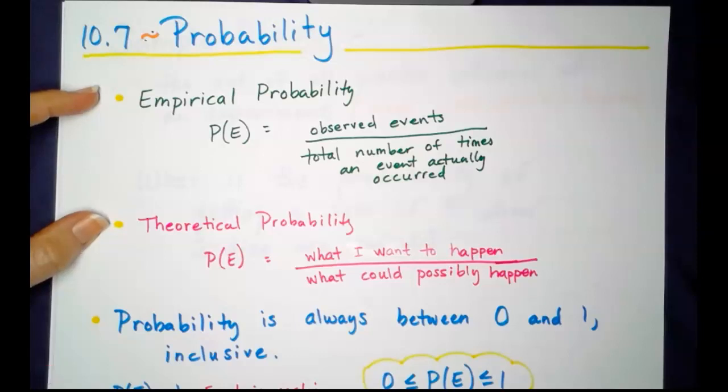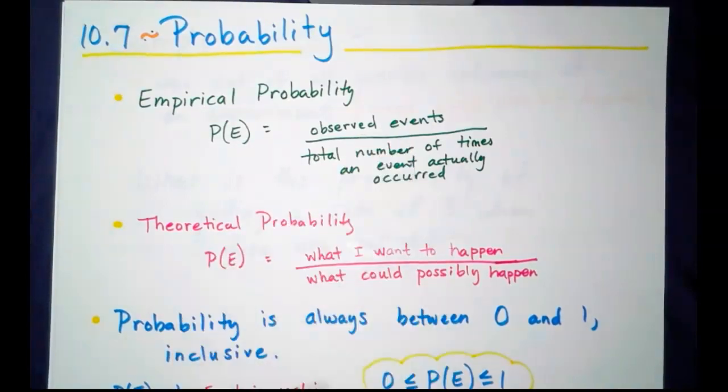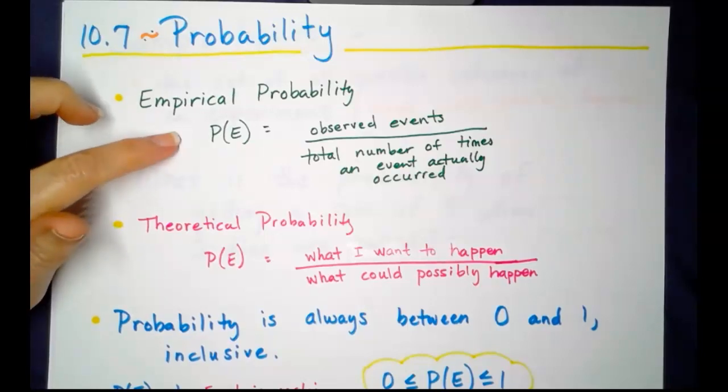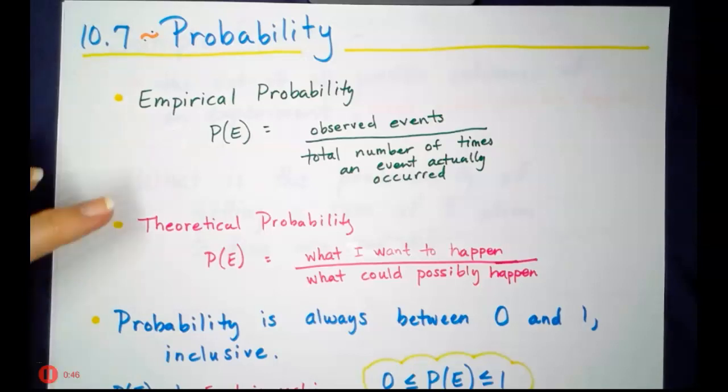And empirical probability is when you actually perform an experiment, like you take a coin and you flip it 100 times, or you take a pair of dice and you roll them 100 times, and you basically have observed events. And observed events divided by the total number of times an event actually occurred. So the empirical statistics and empirical probability actually come from observing events happening.